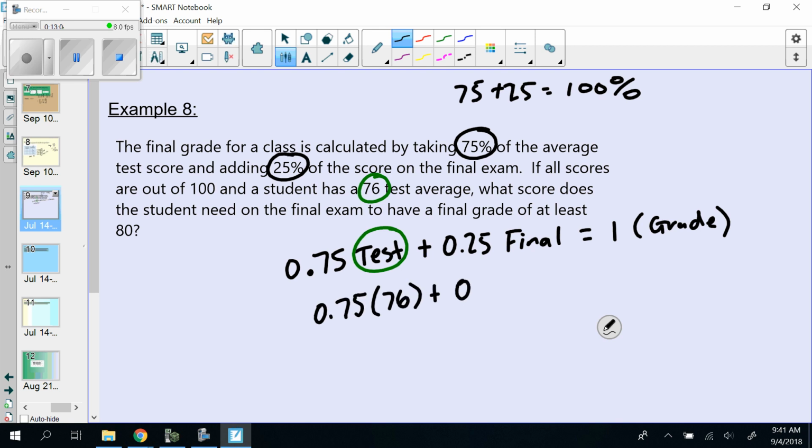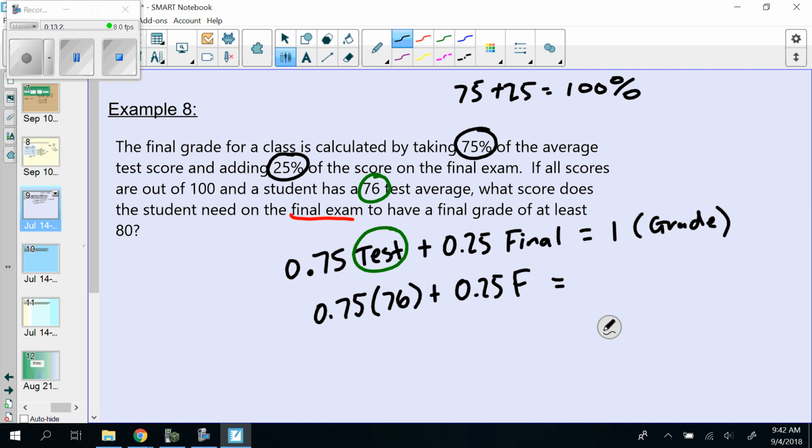What did they get on the final exam? Well, that we don't know. They never told us what that's going to be, and that's kind of what we need to find here. So we need to keep this as a variable. Let's just go with F so we remember it's the final exam, equals 1 times their grade.